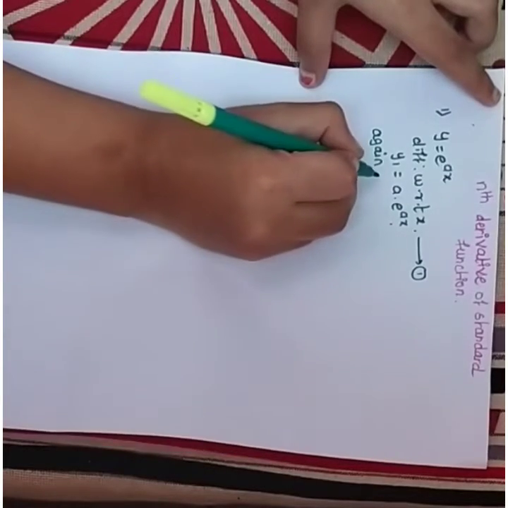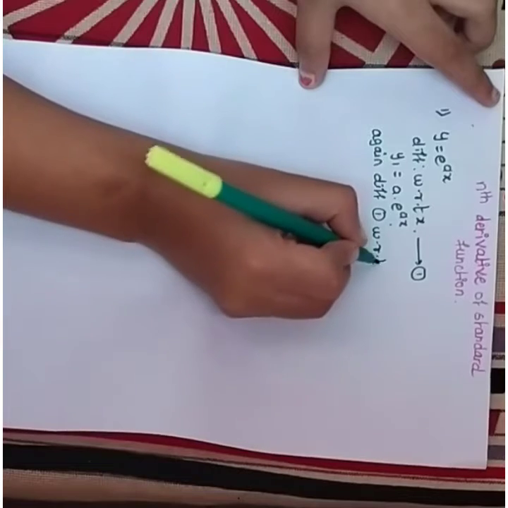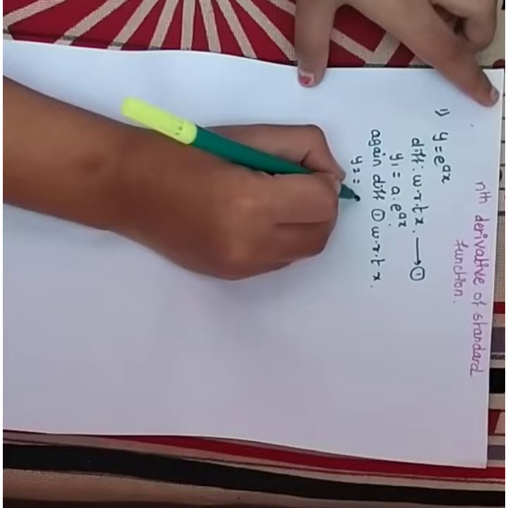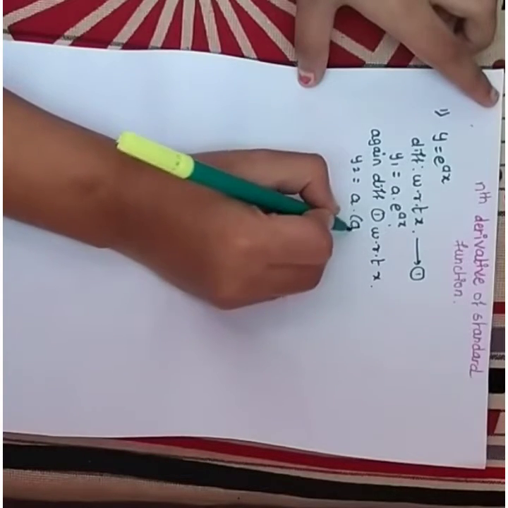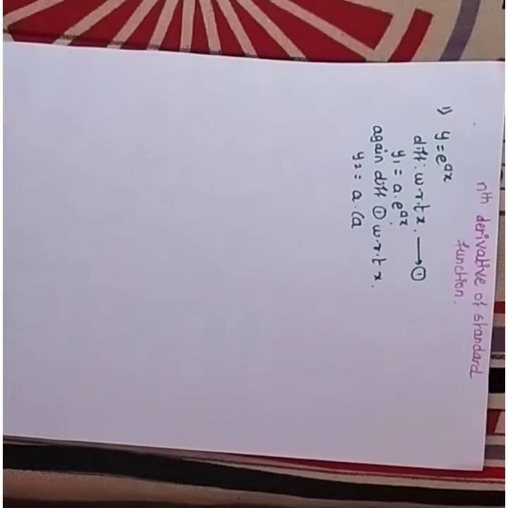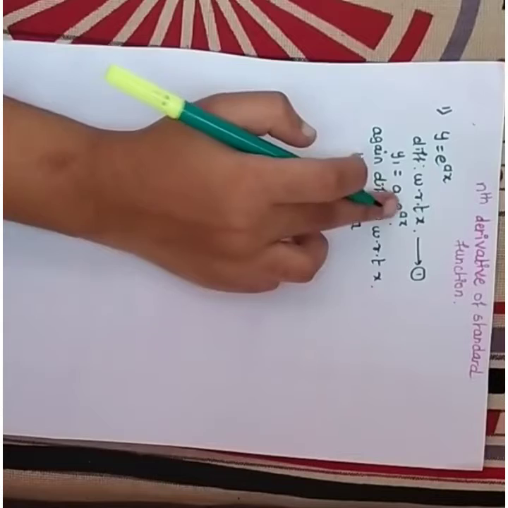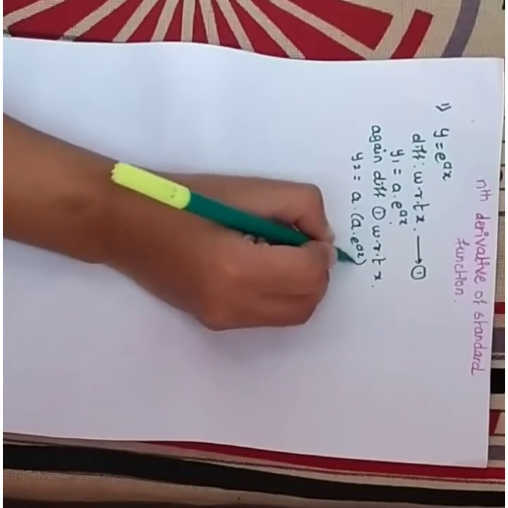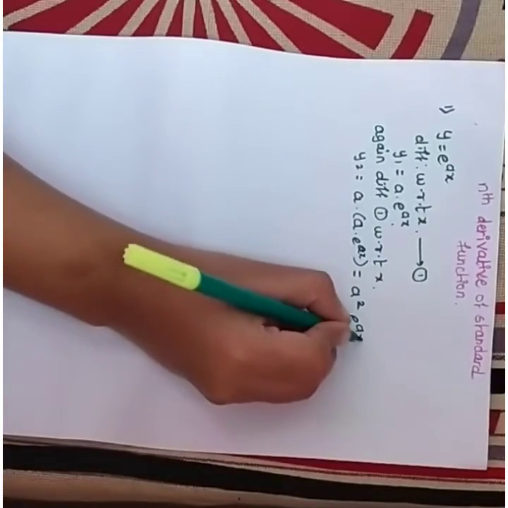Again, differentiate y1 with respect to x. Then we will get y2 is equal to a into, this a we will keep as it is, and the differentiation of e raised to ax is again a into e raised to ax. Then that will become a square into e raised to ax.